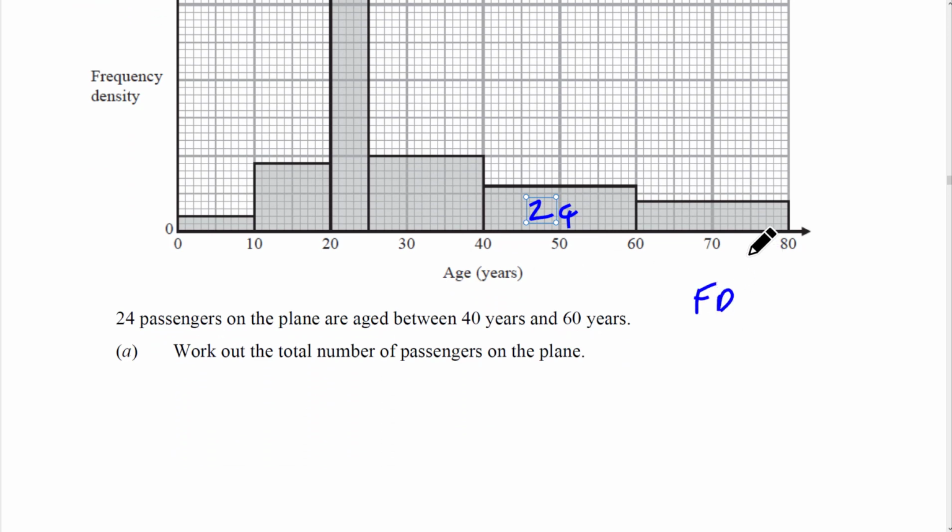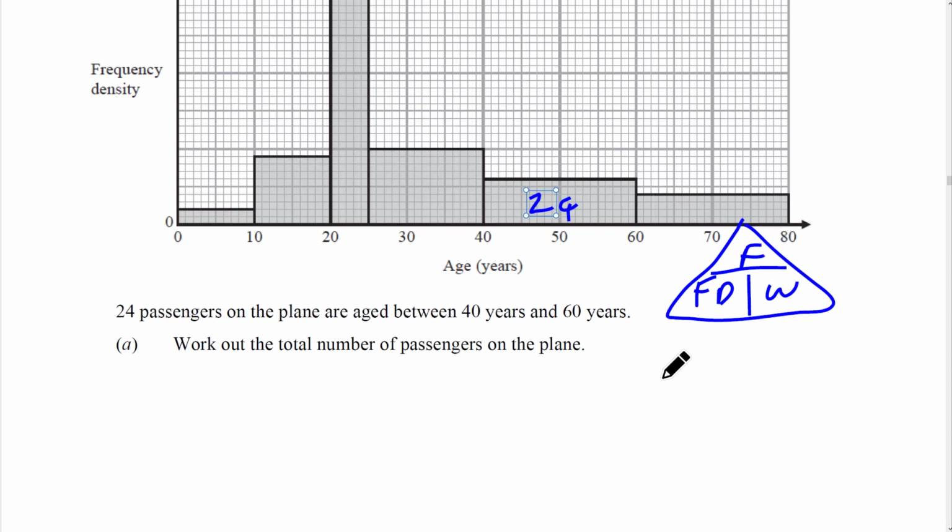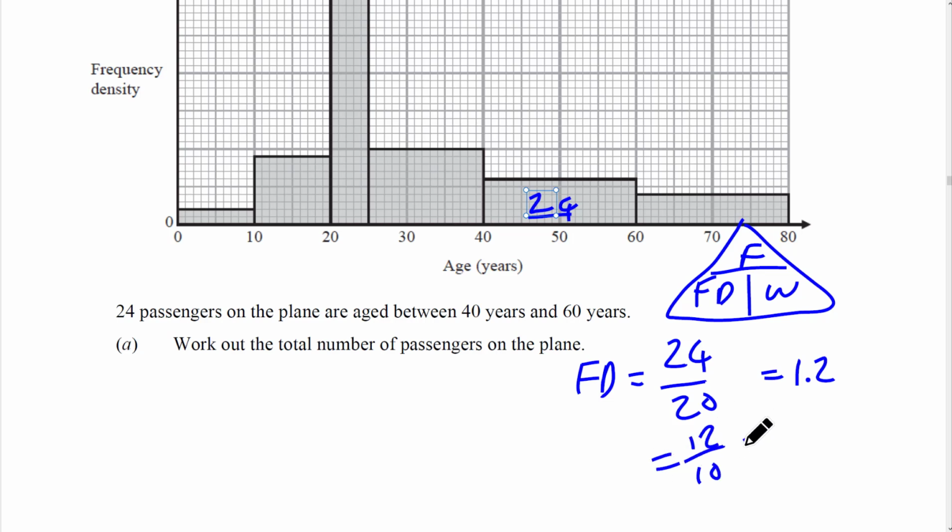frequency density is the frequency divided by the class width. So here the frequency is 24. That bar is worth 24. Divided by the width, which is 20, equals the frequency density. And that equals 1.2. How could you work that out easily? Well, that's just going to simplify to 12 over 10, right? That's 1.2.